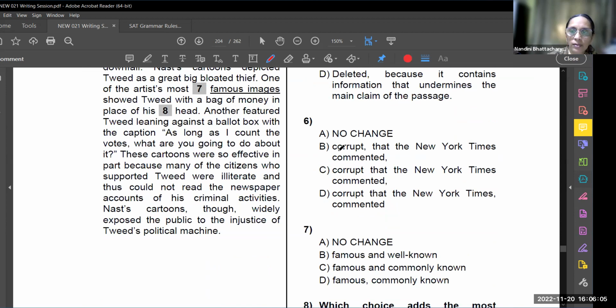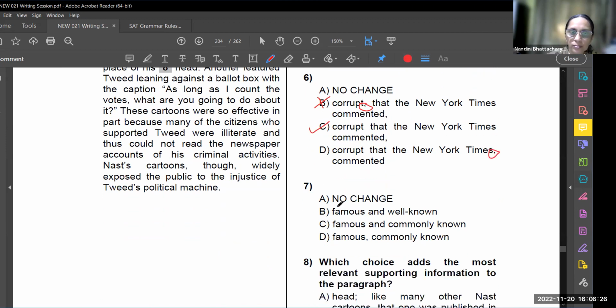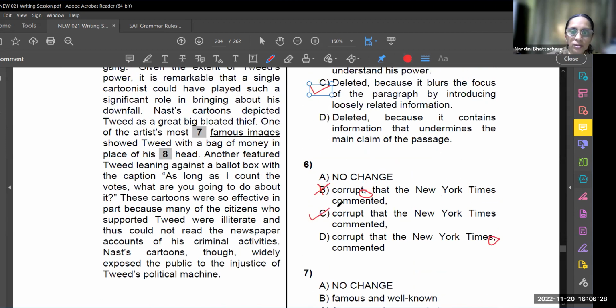Now here we have "corrupt," comma, "that the New York Times commented." That will also be an error. Eliminate it: "Corrupt that the New York Times commented" would be correct. And D, we have this comma over here, which is again misplaced. Okay, now coming to 7.